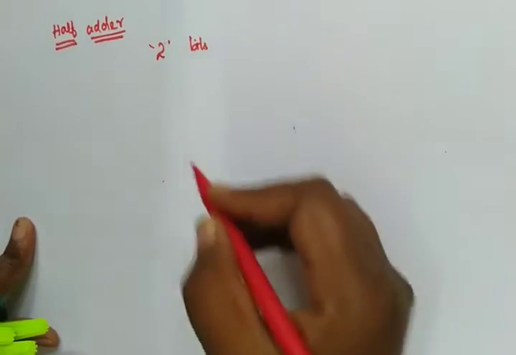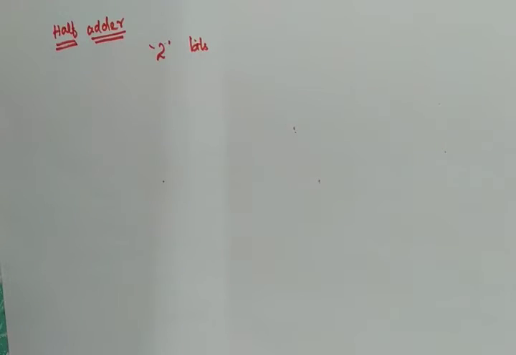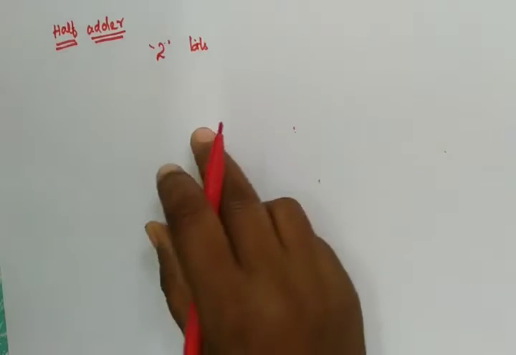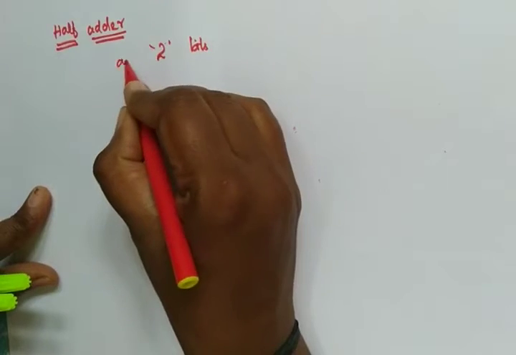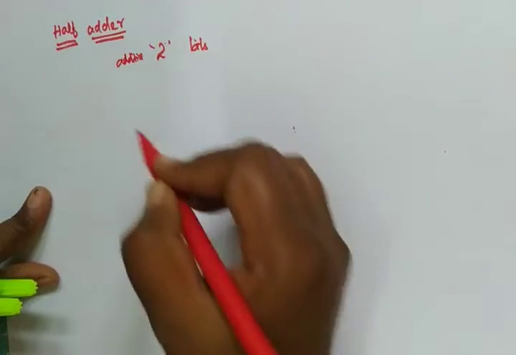So it adds 2 bits. This is called a half adder. If we have a half adder, then we'll have a full adder. A combinational circuit that performs the addition of 2 bits is called a half adder.